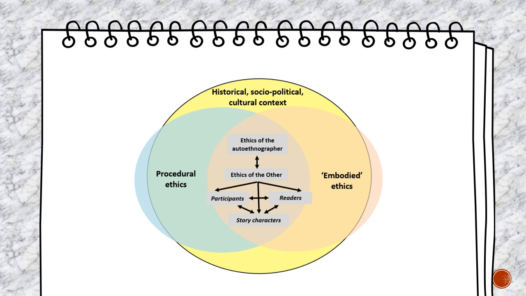So I don't know whether you can see it on your screens. It's quite small on my screen. But on this diagram, I have attempted to represent all aspects of autoethnographic ethics as construed in the context of symbiotic autoethnography. I will try to explain in a bit more detail the identified features. So you can see the two main circles there. The first one is procedural ethics, and the second is embodied ethics. So we'll talk about this first. Let me change this.